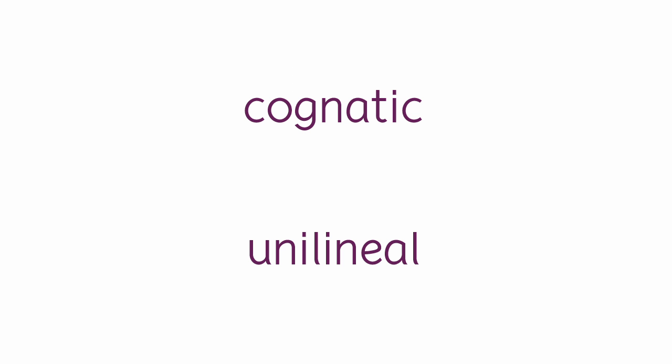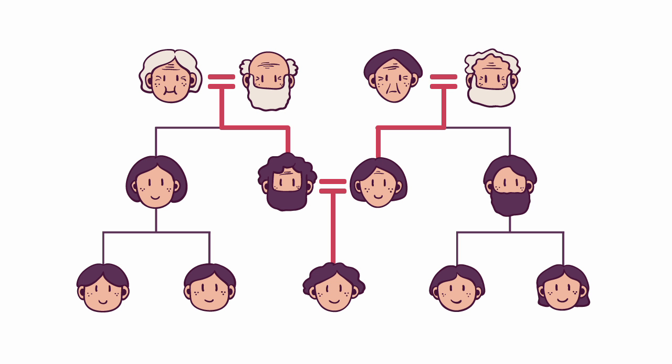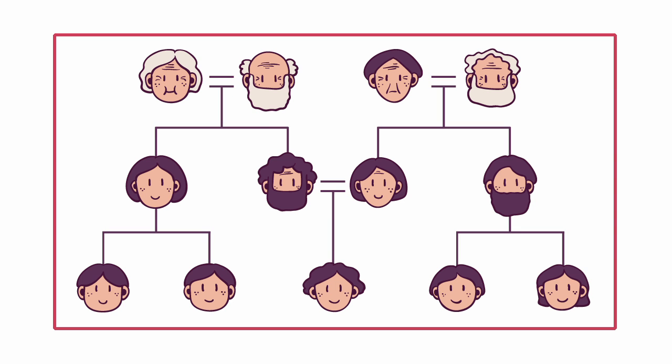Systems of descent can be divided into cognatic and unilineal. The first one of the two can be divided into kindreds, stocks, and ramages. The first one of these is probably the one you know best. In this system, you trace your descent through both of your parents and all your grandparents, and then back down to everyone who shares your ancestry, with the entire group forming a kindred.